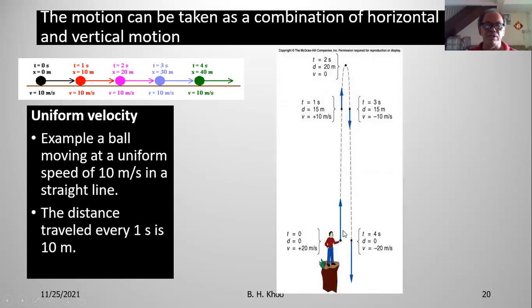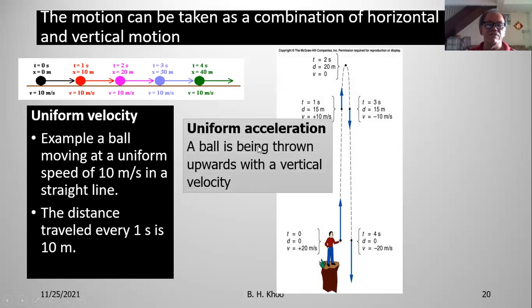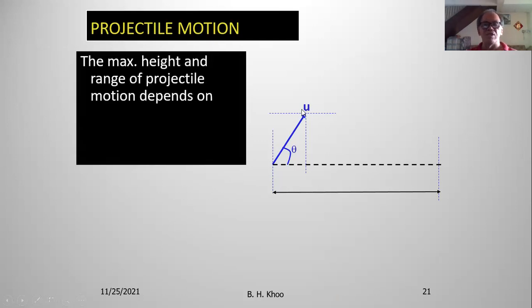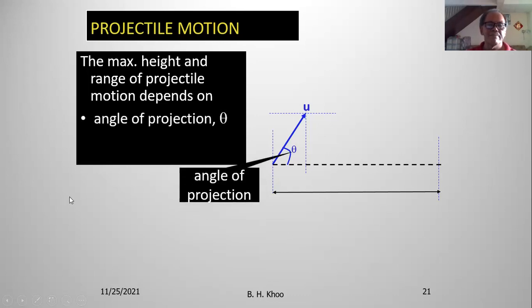And vertically, it's like throwing a ball upwards. We are combining these two motions. So vertically is uniform acceleration. The ball is being thrown upwards with a vertical velocity, so we can use U or we can use V naught. We want to calculate the maximum height and the range of the projectile. Maximum height and range of projectile depend on the angle of projection, theta, and the initial velocity, how fast you throw the ball, or how fast it's projected.